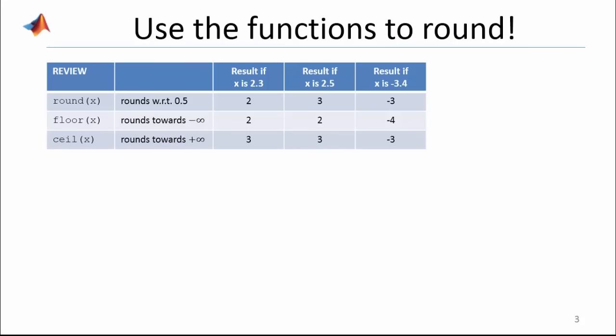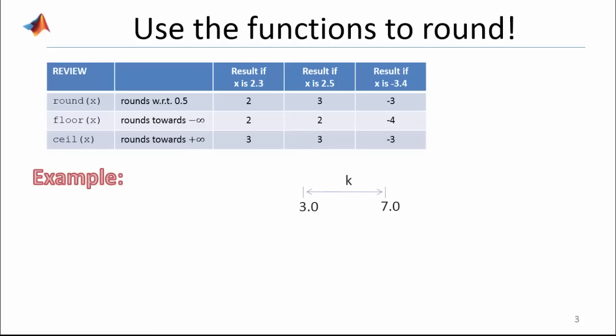Just a quick recap. The round with respect to 0.5. Floor, look at your feet. It goes downward. It rounds towards negative infinity. And ceil, well, look up. It rounds towards positive infinity. So here are a couple examples if you want to refresh your memory.